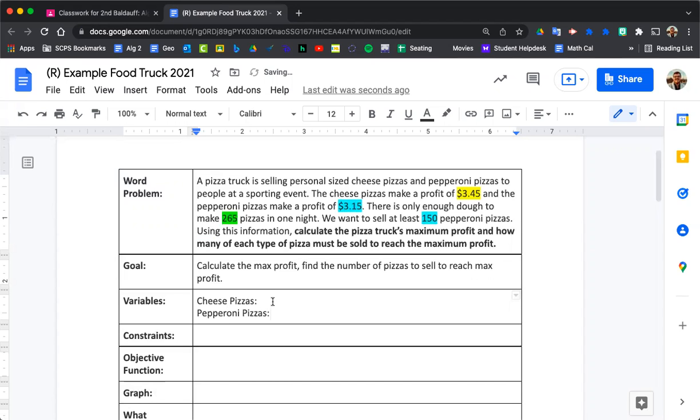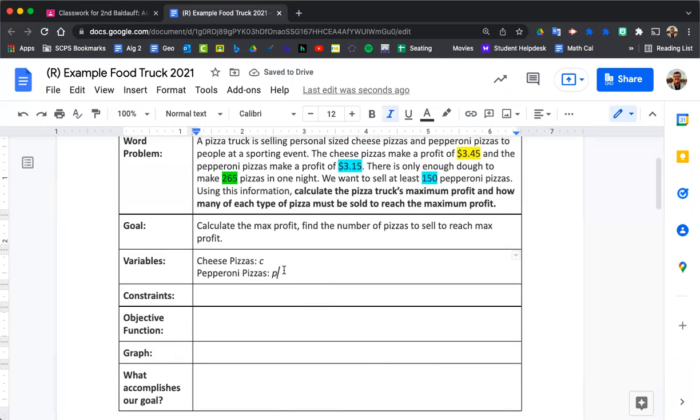Once you identify what the variables are, you need to give them something that you can use to identify them if you had them in some sort of an equation. So I'm going to use C to go with cheese pizzas because C stands for cheese. And for pepperoni pizzas, guess what I'm going to use? I'm going to use a P to identify when I'm talking about the pepperoni pizzas. That way, if I need to write an equation, I can use C and P to know that I'm talking about cheese pizzas and pepperoni pizzas.